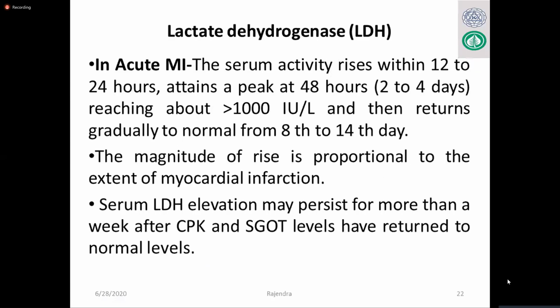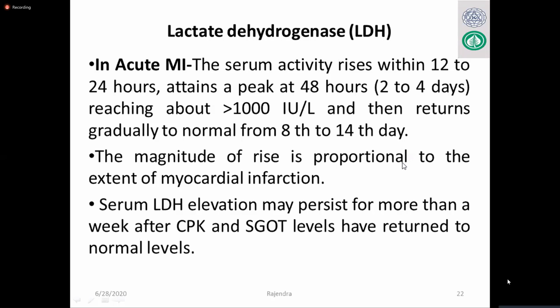In acute myocardial infarction, the serum activity rises within 12 hours. Again, this is not very sensitive and specific, because it starts increasing within 12 to 24 hours and attains its peak in 48 hours. We know that acute myocardial infarction is an emergency condition, and we cannot wait. We can't say, wait until 12 hours, then we will measure LDH and decide. No, you can't say that, because the patient will die.